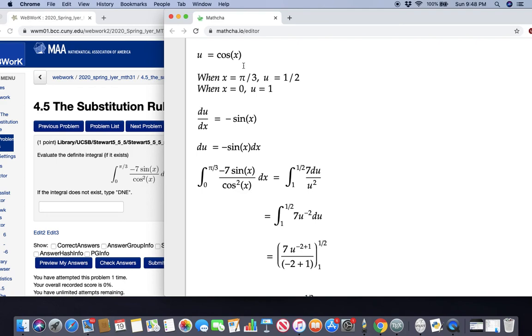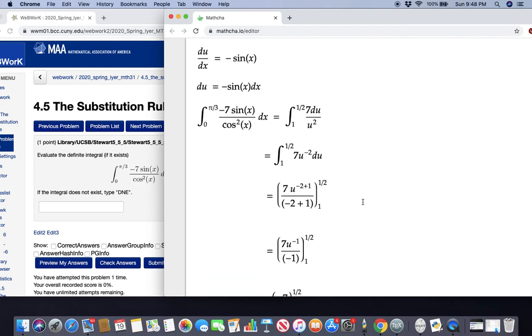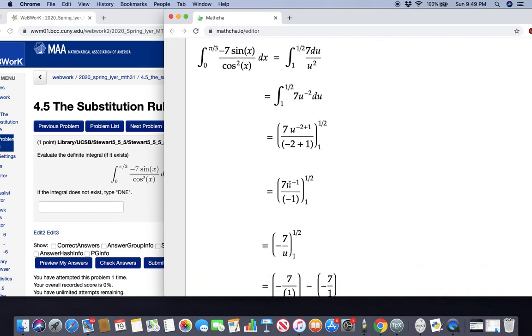Cosine squared x is u squared. So this integration is easier now. You have 7 u to the power negative 2 du, with limits 1 to half. Find its antiderivative: add 1 to the power and divide by the new power. So 7u to the negative 1 over negative 1, limits 1 to half.